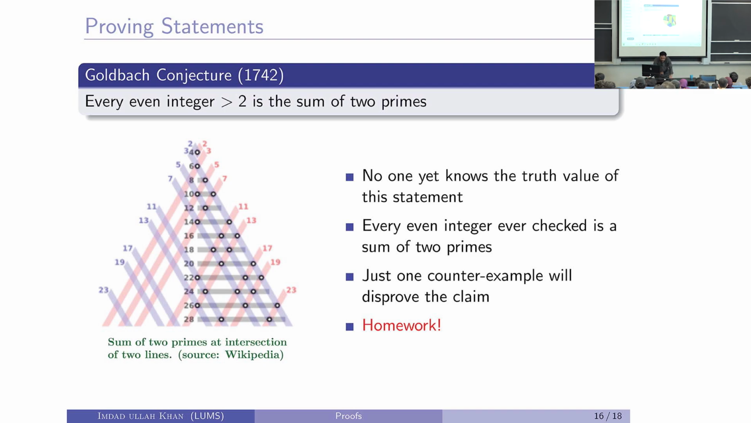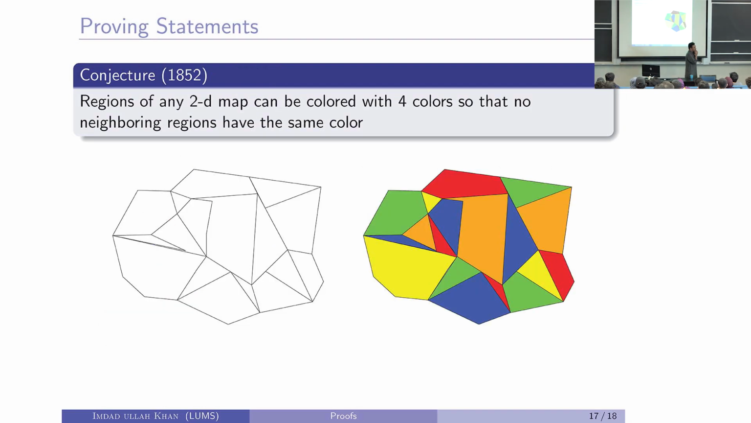Oh, this is a cool one. Okay. So this is a cool computer science, computer-aided proof for the so-called 4-color theorem.